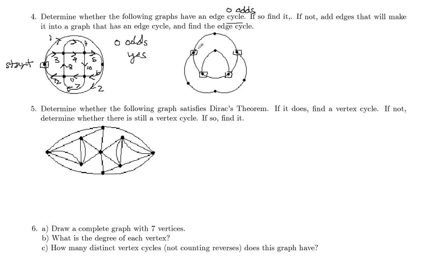So you want to join pairs of odd vertices. So I think maybe let's join these guys up here. And then let's join these guys down here. So now it's got zero odds. So we had four odds here. So that tells us that we join pairs of odds. Okay, so that's what we did, joined our pairs of odds. Now we should be able to start and end any place we want. So why don't we let this guy up here be our start and end. So start equals end.